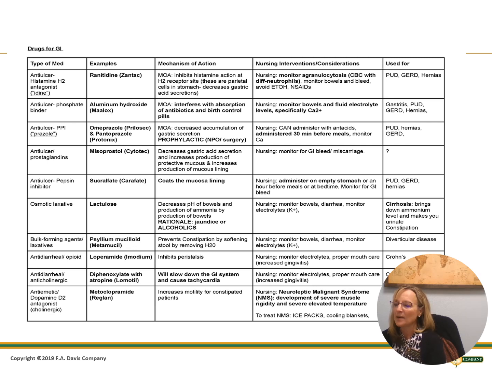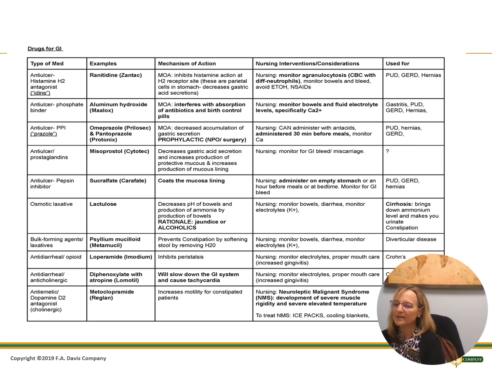Lactulose, which is an osmotic laxative, decreases the pH of the bowels and production of ammonia. It can give some jaundice. You've got to monitor the bowels, diarrhea, and monitor the potassium level. But we do use this for cirrhosis, just because it brings down their ammonium level, because it makes them secrete it. And it does make them urinate, and then constipation.